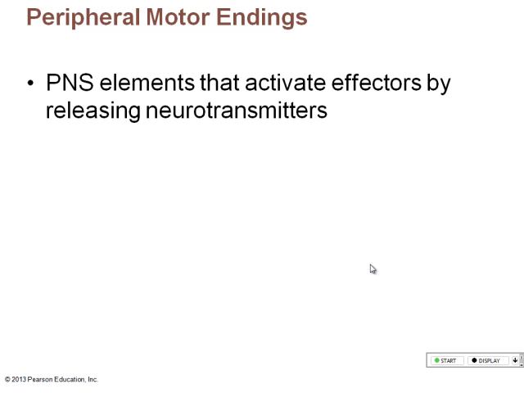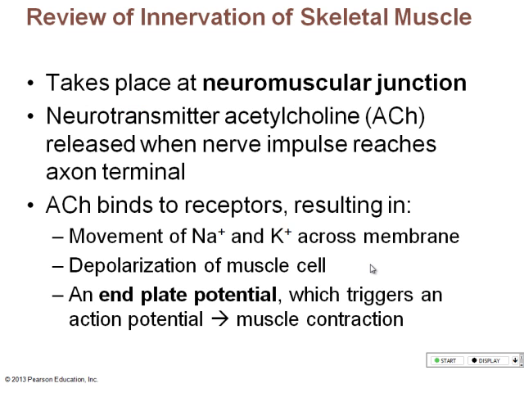Elements that activate effectors by releasing neurotransmitters. So they give us a little review of innervation of skeletal muscle. Remember, what happens at the neuromuscular junction? And this is basically what this is going to go through.